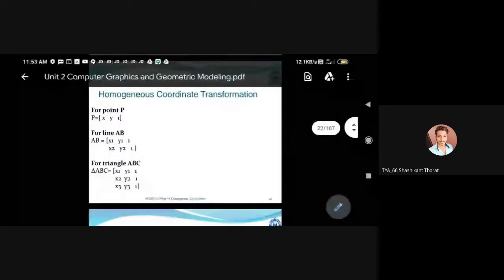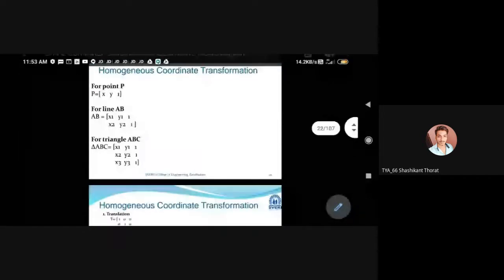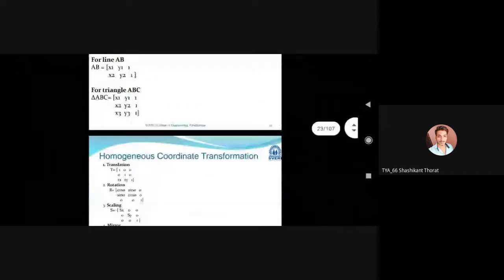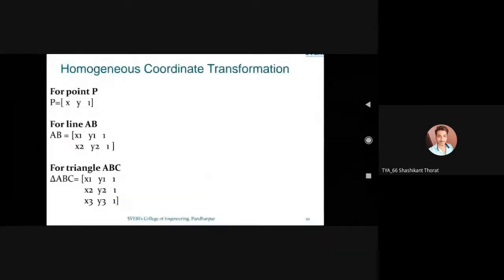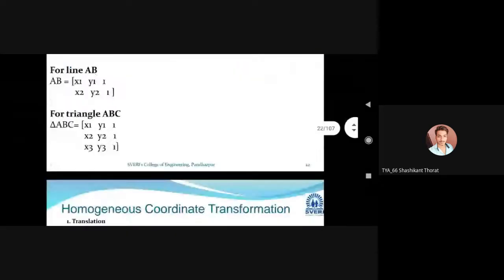So next is homogeneous coordinate transformation. Okay, in homogeneous we have to know the formula. Same, only formula is required. So representation here, see here. Now how to represent point P? P is equal to x, y, 1, for line AB. Okay, if homogeneous coordinate will be there, what is the representation of the line? Only one column is added. एक column फक्त ऍड झालेला homogeneous मध्ये.